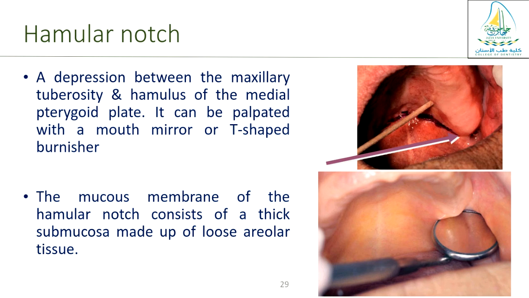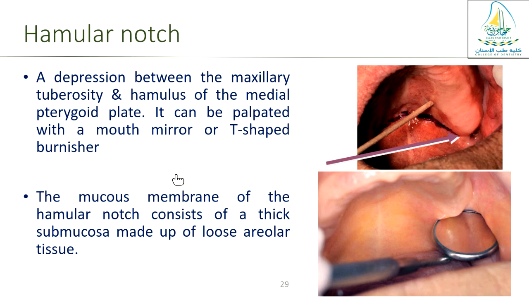Next is the hamular notch. What is the hamular notch? It is a depression which is present beneath the tuberosity area. It can be palpated here, like you can see, with the help of a mouth mirror or a T-shaped burnisher. You will be seeing this T-shaped burnisher in the clinics, so you can palpate with the help of that. So this depression you have to palpate, and that is the hamular notch area.